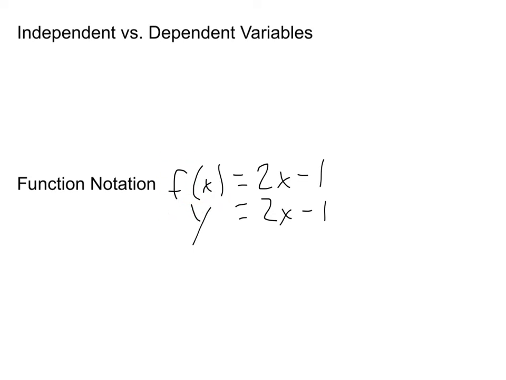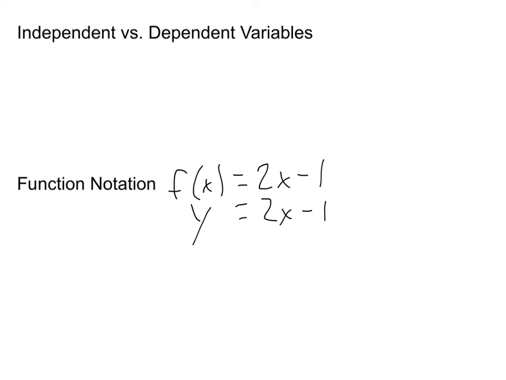So let's say we were dealing with multiple functions. It'd be nice to call this function f, and then another function we call g and another function we call h. So when you're dealing with multiple functions, so that you can keep track of them easier, we use different letters to represent them. So it's just an easier way to keep track of multiple functions.